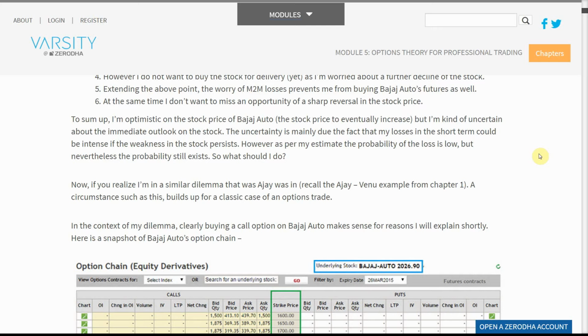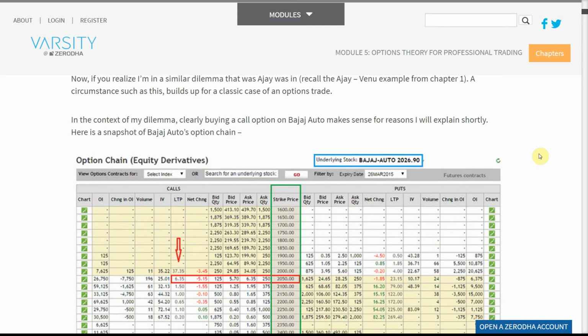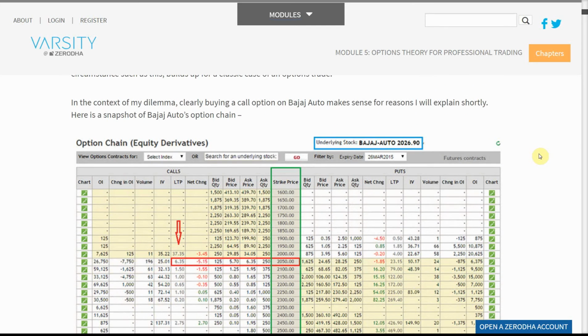Here is a snapshot of Bajaj Auto's option chain. As we can see, the stock is trading at 2,026 rupees and 90 paise, highlighted in blue. I will choose to buy the 2050 strike call option by paying a premium of 6 rupees and 35 paise per share, highlighted in the red box and red arrow.